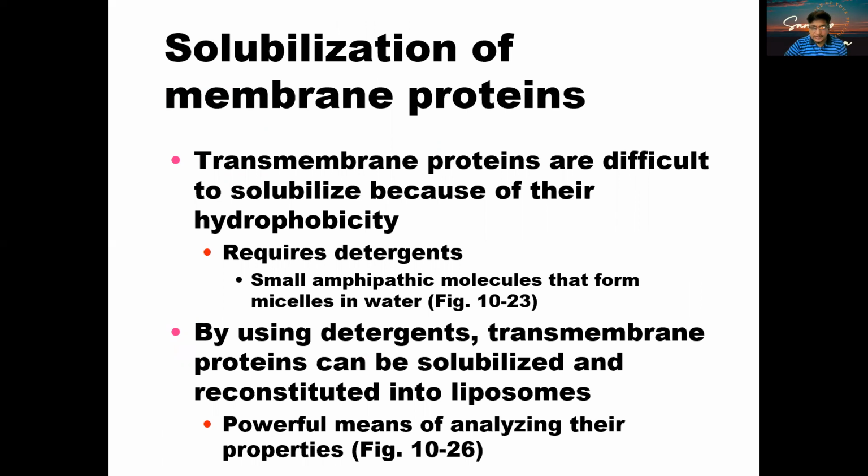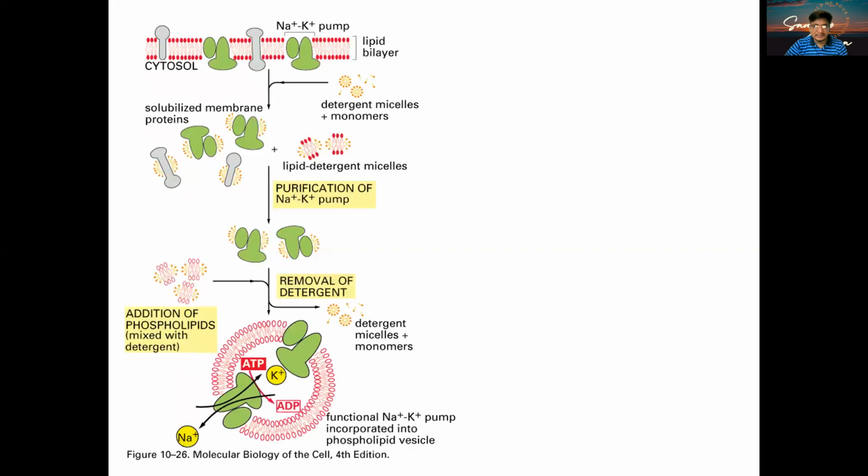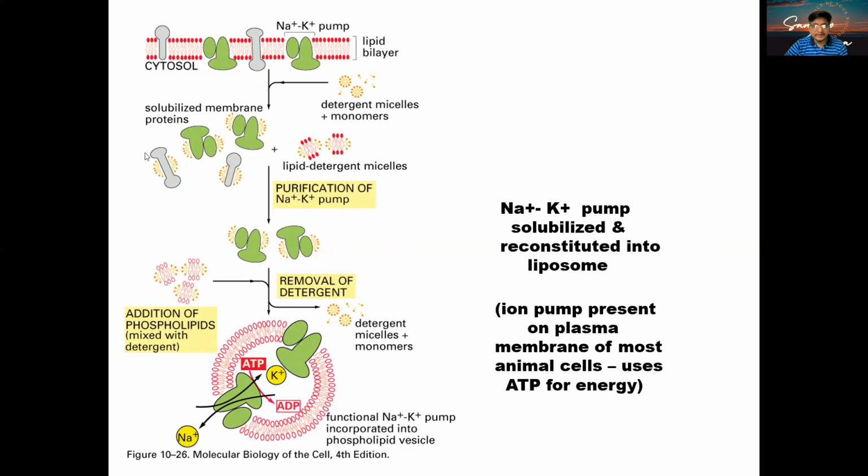So especially the peripheral proteins are very easy to be removed, but the integral proteins are going to be difficult. So you require strong detergents to be used so that you can analyze them. Look over here. Can we again just look over here. This is your sodium potassium ATPase pump. Once you treat them with a detergent, you can see this protein is going to be soluble.